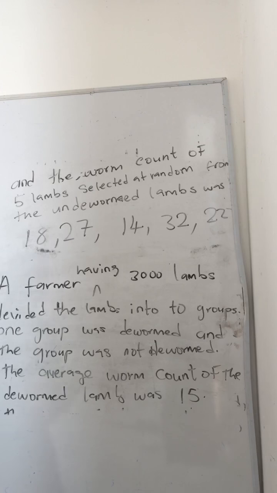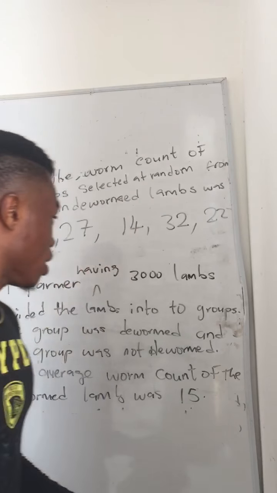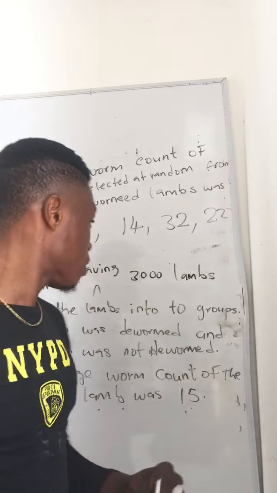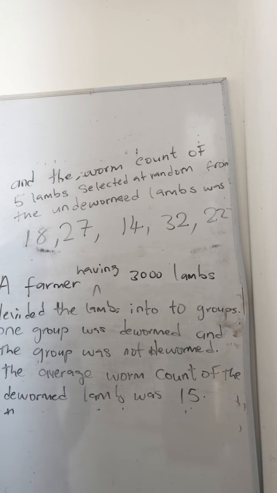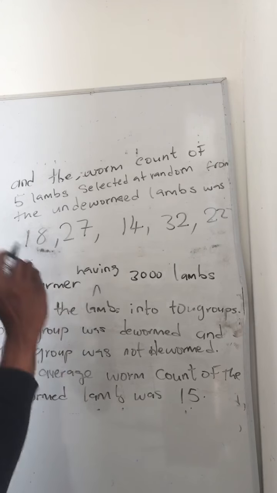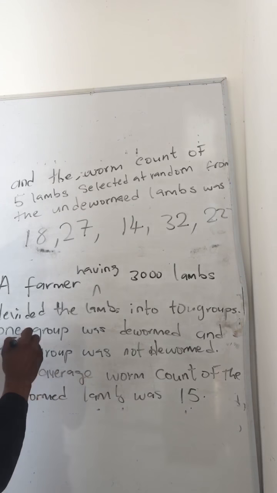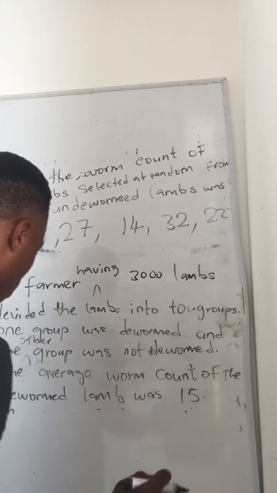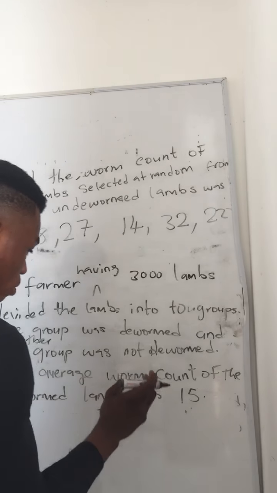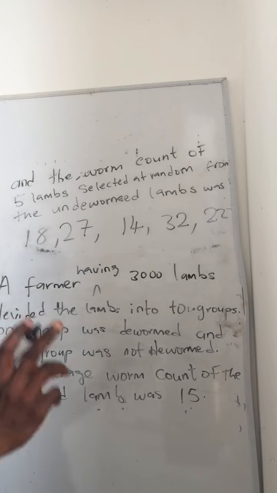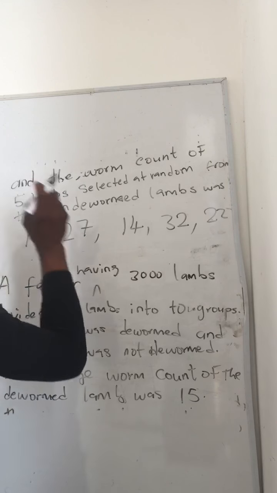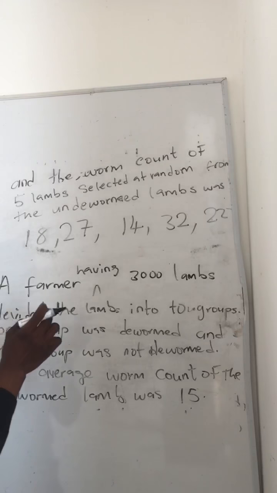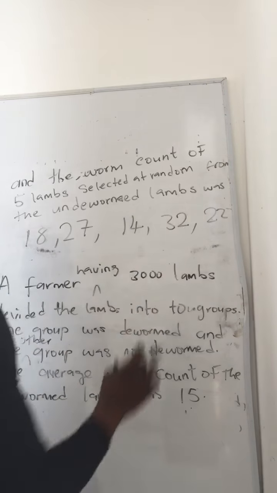Okay, let's take the question again. I'll read it again in case you can't see clearly. Take the question so you can write it somewhere, so we'll solve it later. A farmer having 3,000 lambs divided the lambs into two groups. One group was dewormed, and the other group was not dewormed. The average worm count of the dewormed lambs was 15. And the worm count of 5 lambs selected at random from the undewormed lambs was 18, 27, 14, 32, and 22.